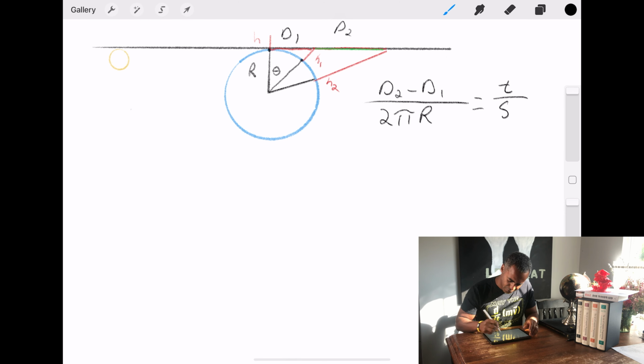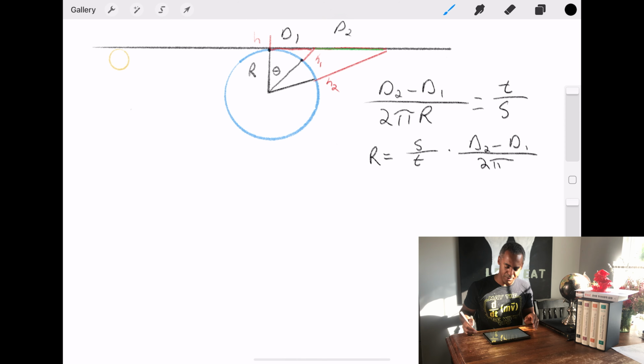We can solve this for r, and that's simply by multiplying both sides by r and inverting this fraction. So solving for r, we would have r is equal to s, the number of seconds in a day, over our measured time t, times d2 minus d1 over 2 pi. Okay? Now we just need to figure out what these d2 and d1 are. How do we figure out the distance to the horizon in terms of variables that we either already know or variables that we're solving for?